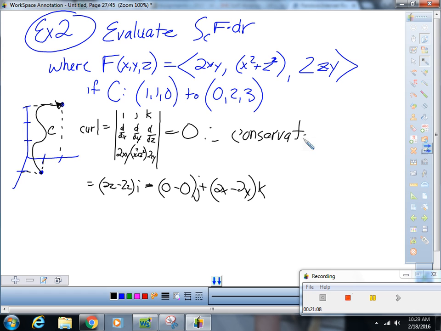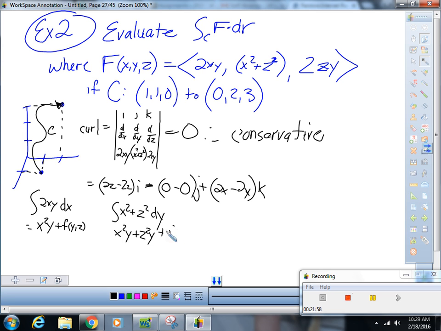What's our next step? Find a potential function. So we need to integrate 2xy with respect to x, and what do you get? x squared y, plus some function of y and z. Okay? Let's integrate x squared plus z squared with respect to y. That's not 0. What is it? x squared y plus z squared y. And for this one, it actually helps you more to not factor out that y. Okay? Plus what? Plus some function of x and z.